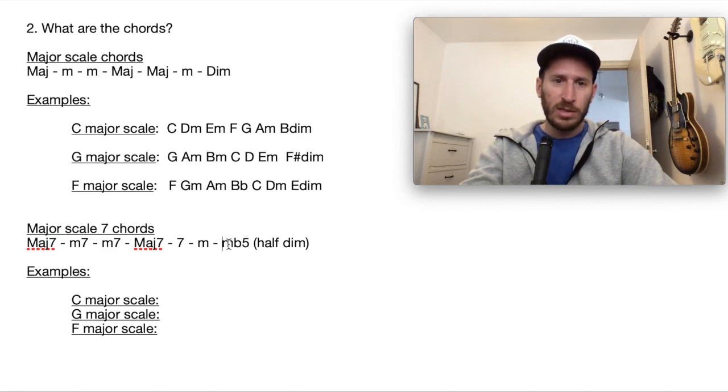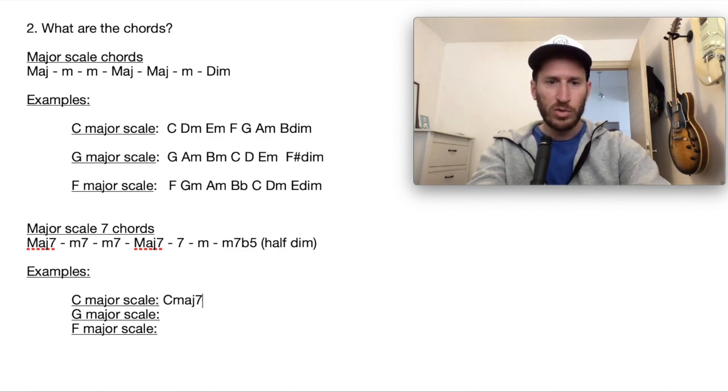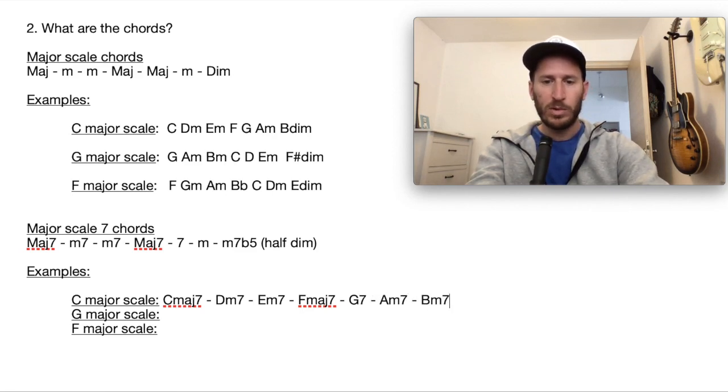The diminished is now called half diminished because it has a 7 in it. It's a minor 7 flat 5. The major, first 2 of them are major 7, and the 5th chord will be just a 7, regular 7 chord. So for example, on the C major scale, we now have a C major 7, D minor 7, E minor 7, F major 7, G7, A minor 7, and B minor 7 flat 5.